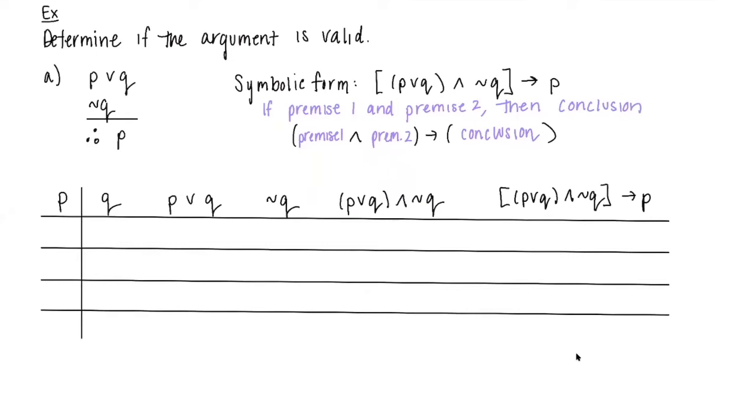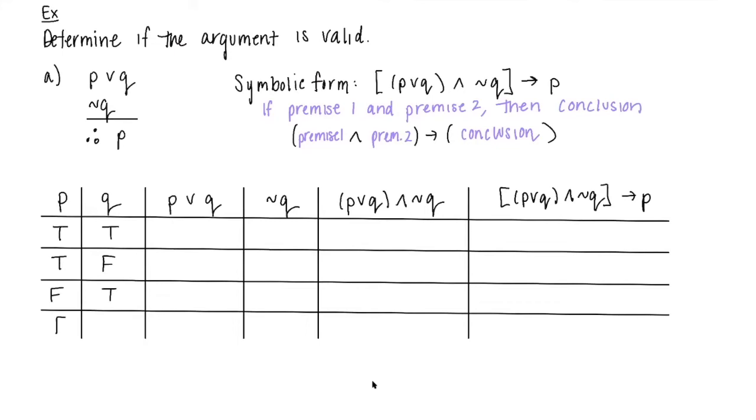90% of the problem is just setting up this truth table. And take your time with these, because if you make one small tiny mistake, where you put true when you should have put false, it doesn't go as well. So we run through our standard: both true, true, false, false, true, false, false.